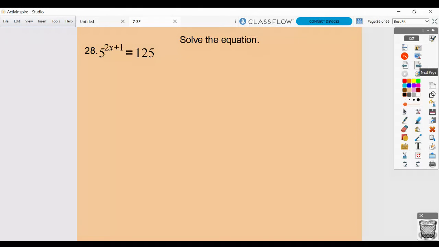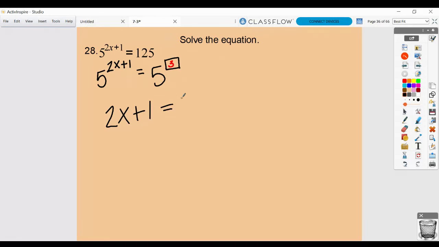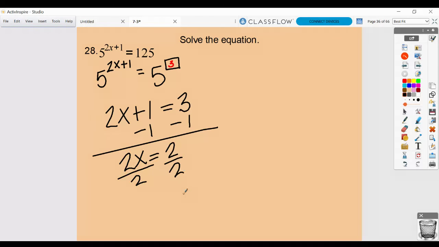Okay, and the third concept was actually solving the equations, figuring out what x is. So we need to write the 125 with an exponent. So 5 to the what power gets you 125, and it is 3. So now you can set the exponents equal to each other, and then solve for x. So 2x equals 2, divide by 2, and x equals 1.